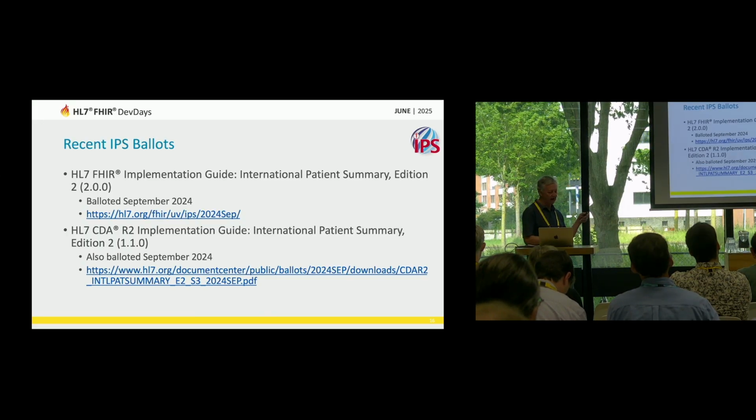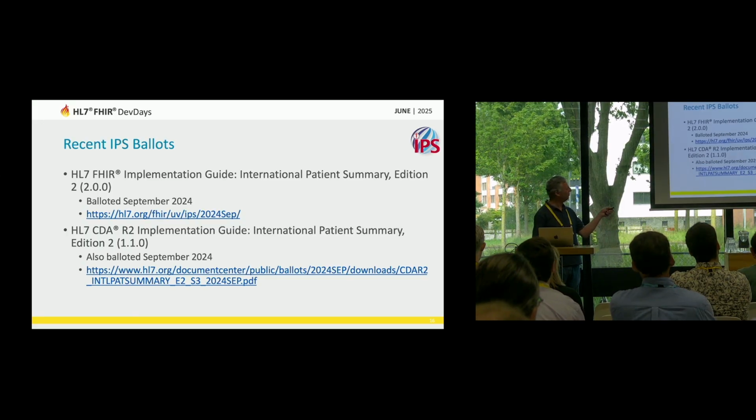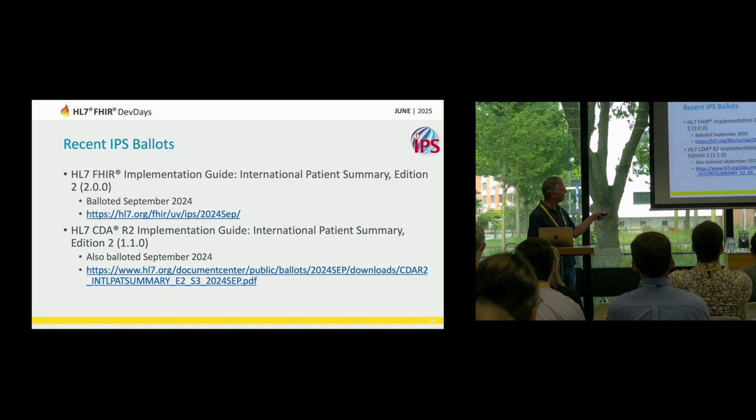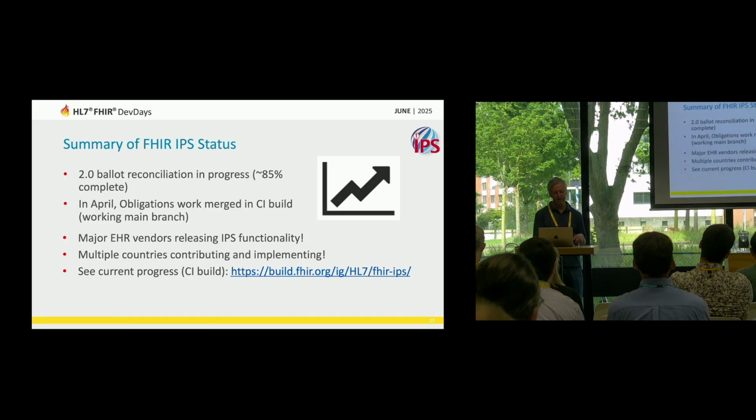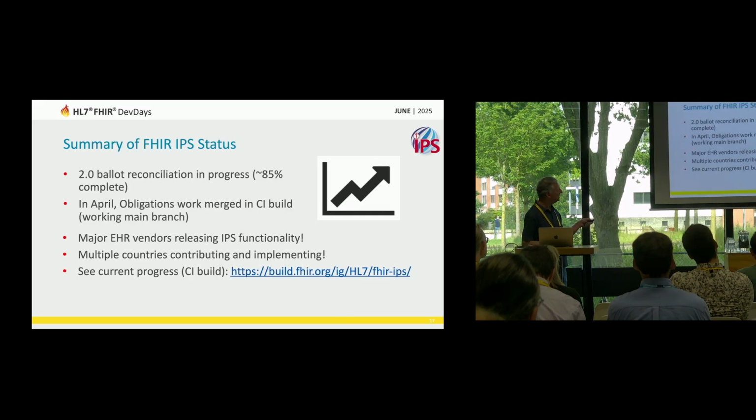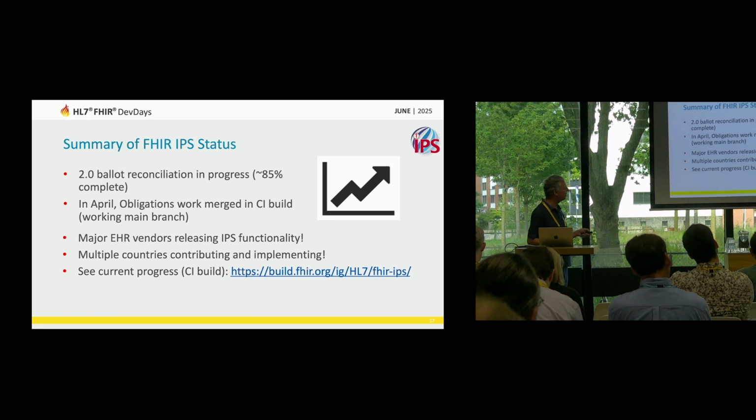So recent IPS ballots that I mentioned, we have the FHIR. We balloted both of them in September 2024, both the FHIR and CDA. And so if you want to look at those materials, they're out there, HL7. And a summary of our status, we're probably about 85%. I'm guessing that's about where we are now. It's a little hard to measure exactly, but on the ballot reconciliation, we are really pretty close.